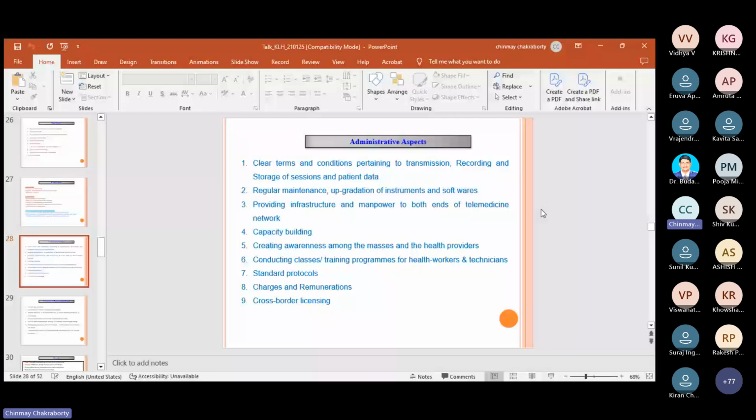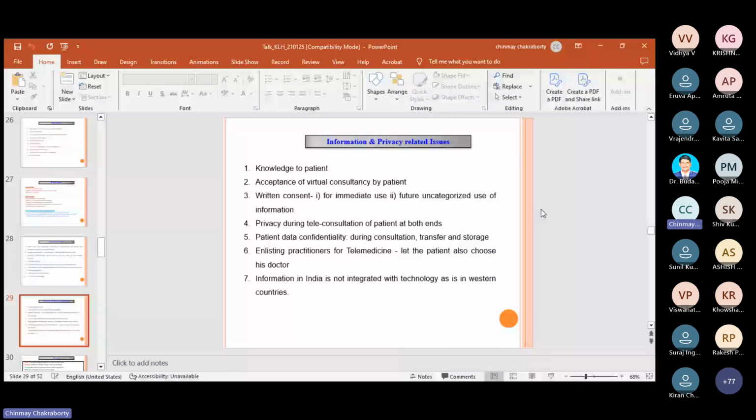We need to keep this in mind when discussing the challenges and barriers of the telehealth sector. Next are information and privacy-related issues. We are transferring patient-centric data from rural areas to urban areas, so we need to preserve the patient-centric information. The patient should be informed about and accept the virtual consultancy, and we need to take written consent for immediate or future use of the information. On the other hand, there is privacy during the teleconsultation of patients at both ends.